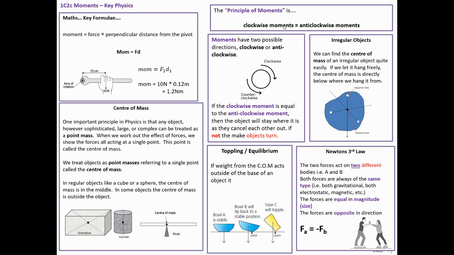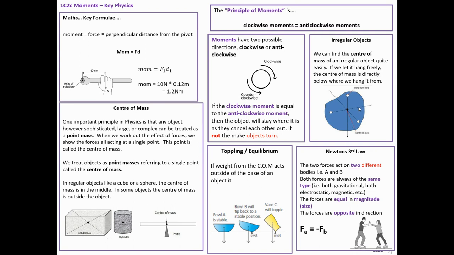You need to know the principle, which is the best thing to write down for any exam question. Clockwise moments will equal the anti-clockwise moments. You can see, that's clockwise, that's counterclockwise. Objects will stay where they are if they cancel out, or if not, they make an object turn. It will also make irregular objects move until they find the center of mass.